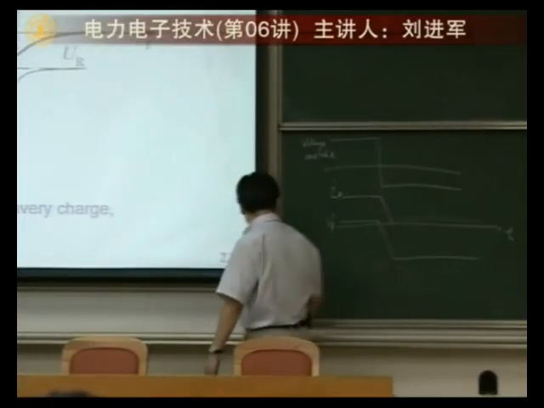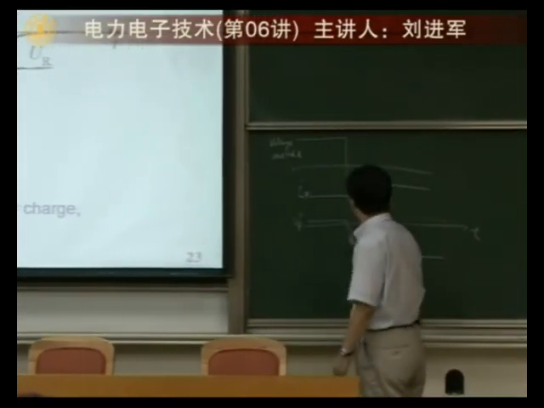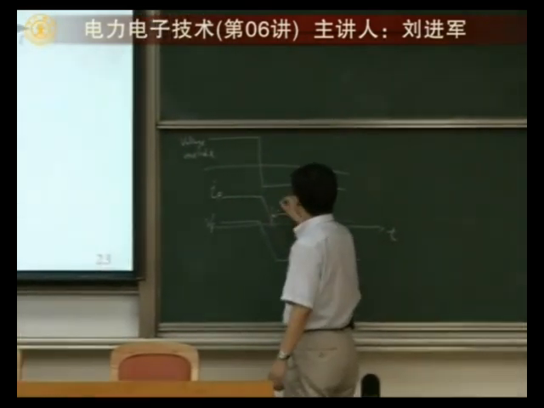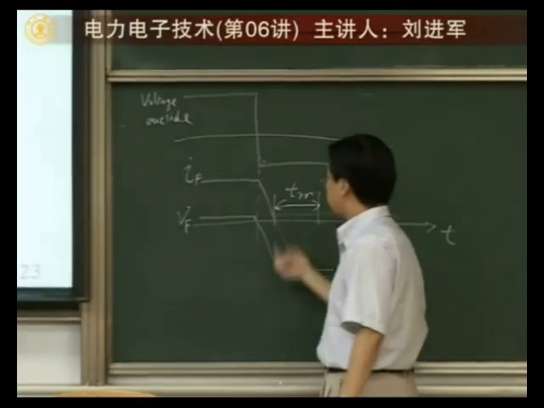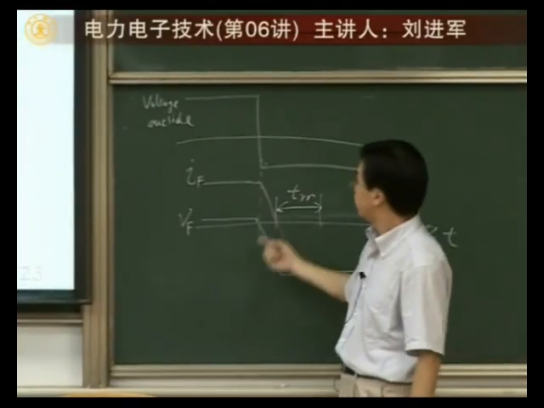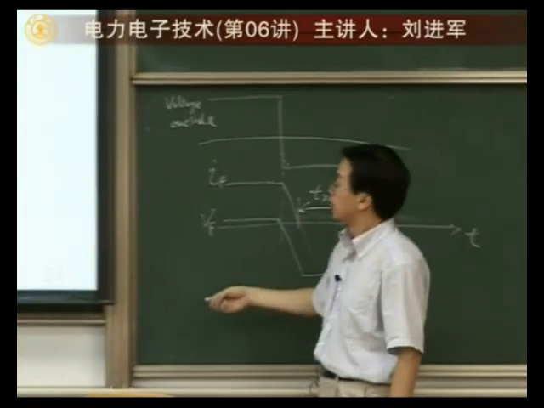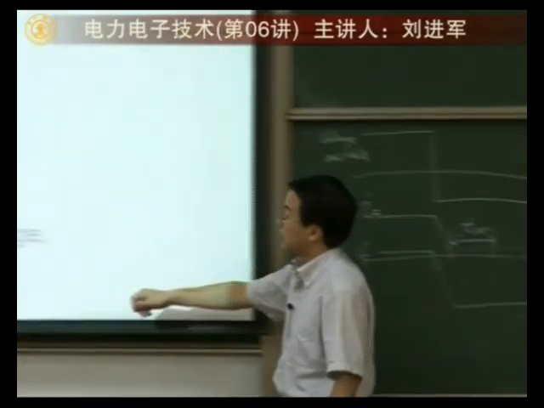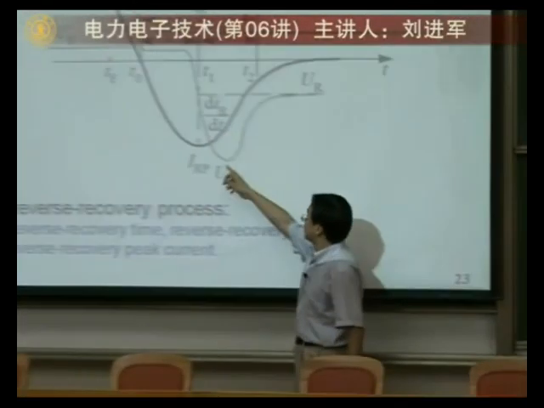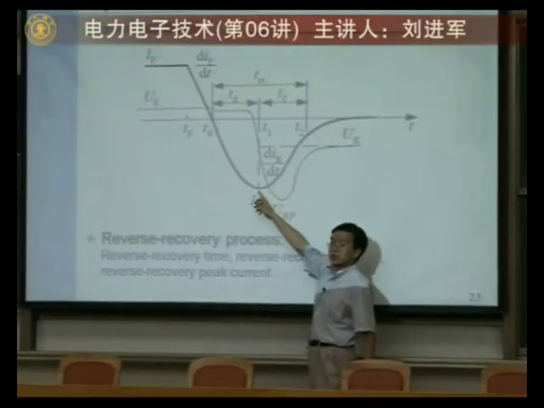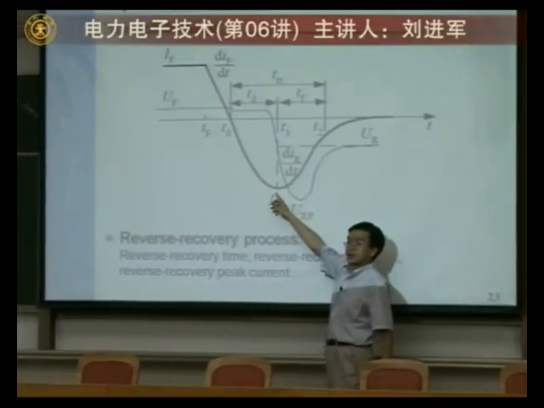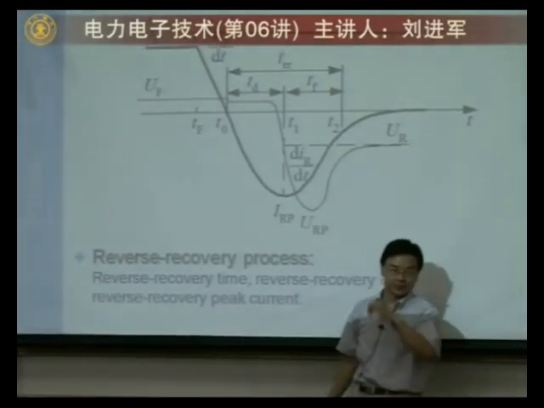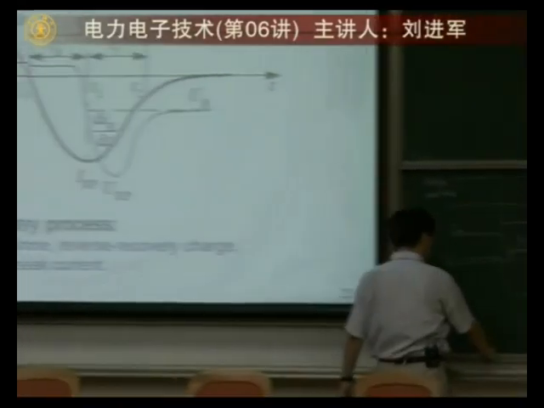So this process, the time starting from here for the current to come back to 0 again, is called the reverse recovery time. And this reverse peak current is called the reverse recovery peak current.